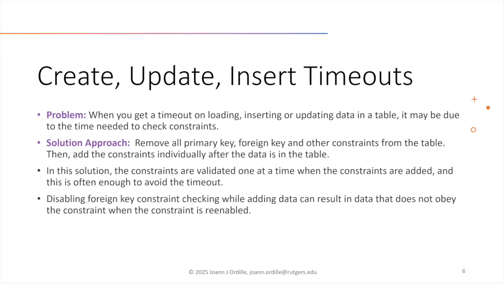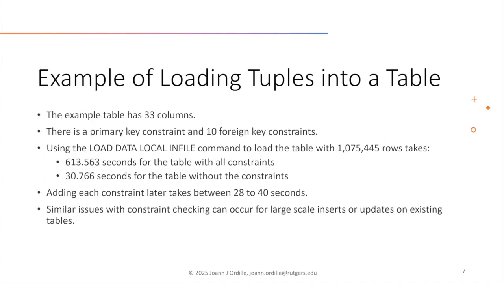Let's take a quick look at how this works out. I have a table that has 33 columns. There's a primary key constraint and 10 foreign key constraints in this table, and it has more than 1 million rows. This is the same table that is used to illustrate techniques for loading big files fast in the videos that I mentioned earlier.